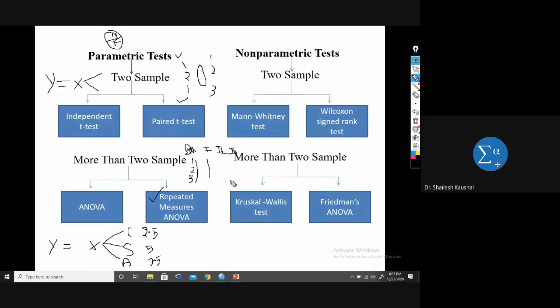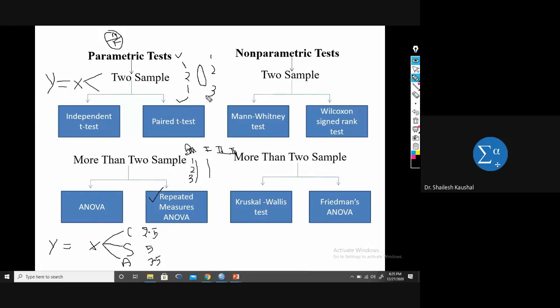Okay, so the difference between the independent t-test and ANOVA is, in independent t-test we compare two means. Limitation is this: we can compare only two groups, but in ANOVA we can compare several means.